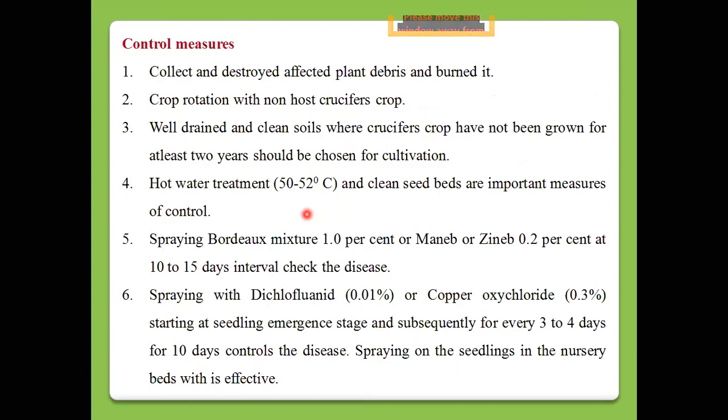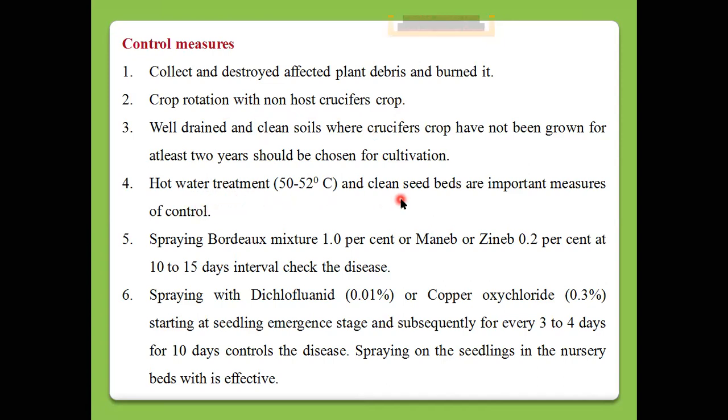Then the last one, control measures. Use well-drained and cleaned soils for cultivation of mustards, or avoid the cultivation of any cruciferous crops near the mustard fields, because these Peronospora pathogens have a wide host range. Then practice crop rotation with non-host, non-cruciferous crops.